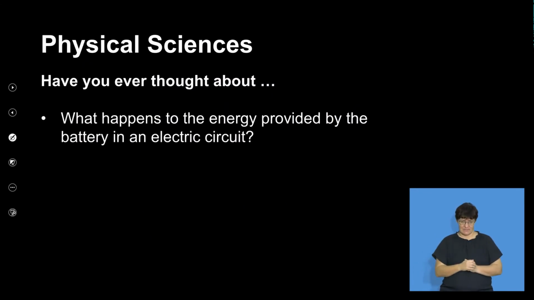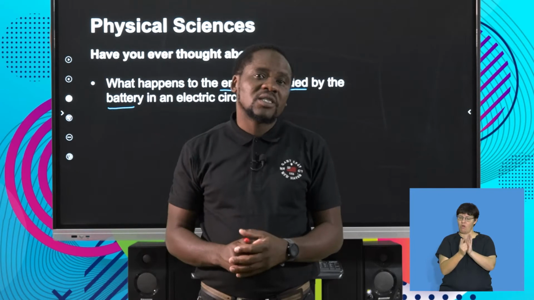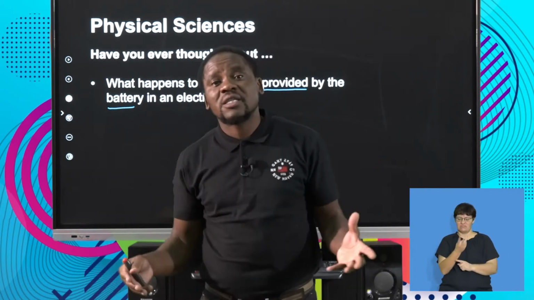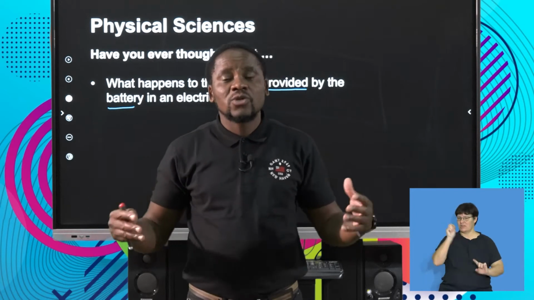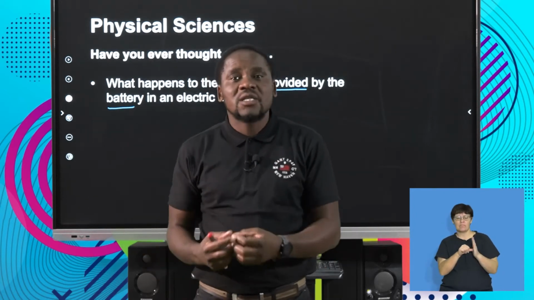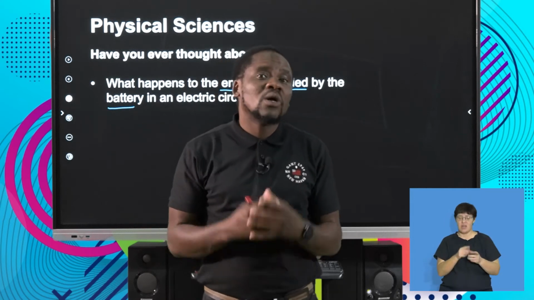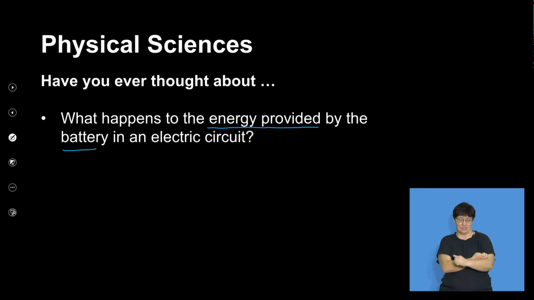Right. Okay. So the thought that's going to guide our discussion for today is as follows. Have you ever thought about what happens to the energy provided by the battery in a circuit? Immediately you talk of energy, you are tempted to refer to the law of conservation of energy, that talks about energy conversion, the fact that energy cannot be created or destroyed. So it's very important for us to appreciate that a circuit has a lot to do with energy. So we want to discover what happens exactly to the energy of the battery as far as the circuit is concerned.